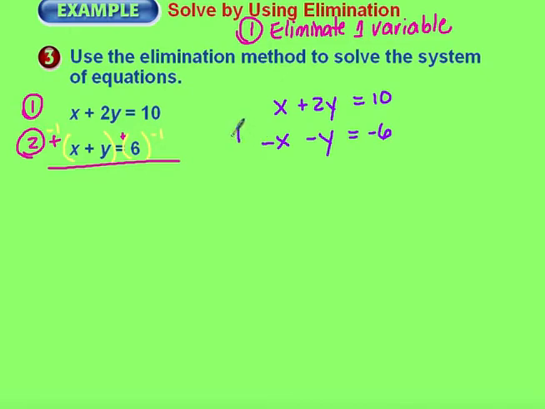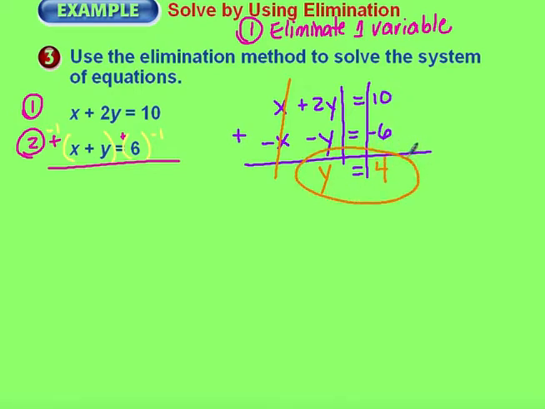Now, why I do this is if the left side and the right side are both equal, I should be able to add everything together and keep that equality intact. But another reason I do this is so that I can eliminate. When I add x to -x, it eliminates to be 0. 2y plus a -y gives me 1y, and 10 plus -6 is 4. So you can see very quickly that found for me my second variable, which is y.